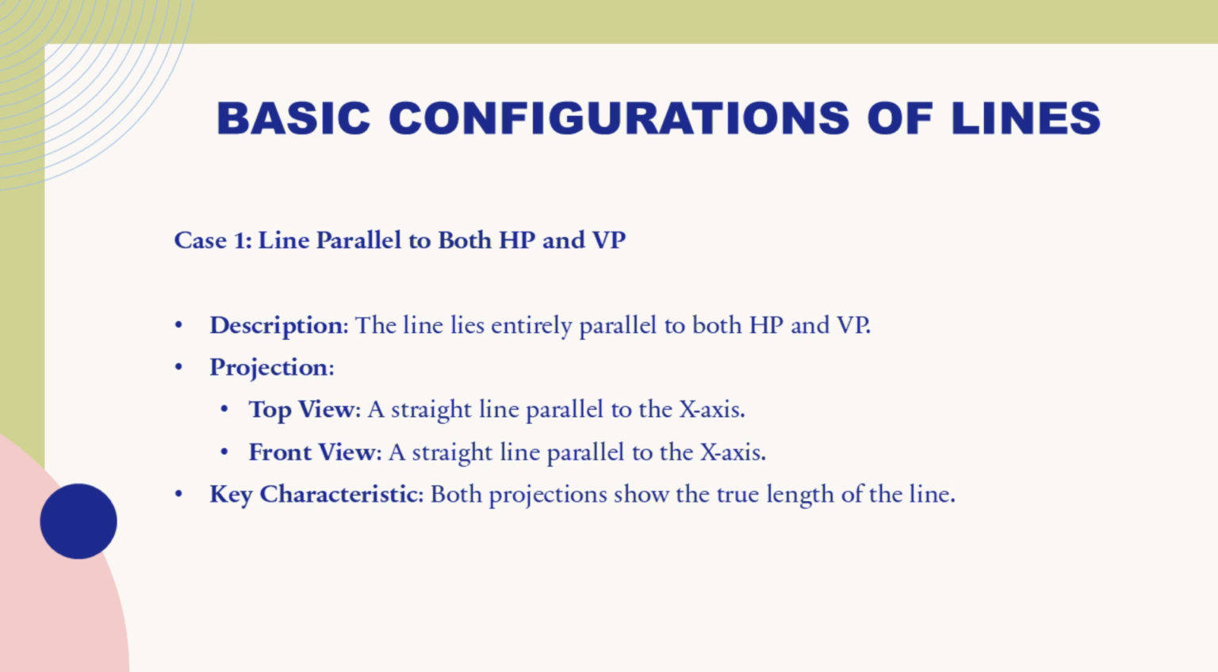Let's explore our first line configuration, a line parallel to both horizontal and vertical planes. In this unique scenario, both the top and front views show the line as a straight line parallel to the x-axis. The most remarkable characteristic is that both projections reveal the true length of the line. This configuration provides a straightforward representation that maintains the line's original dimensions across different views.